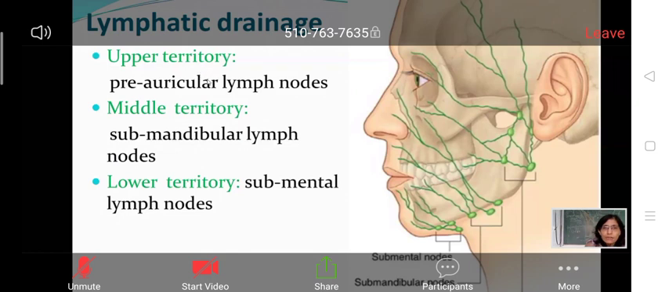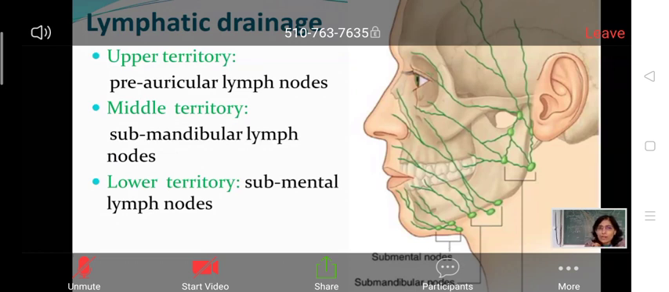So upper territory drains into pre-auricular lymph nodes. Pre-auricular lymph nodes are present just in front of the auricle. Middle territory drains into submandibular lymph nodes, present in the submandibular region. And lower territory drains into submental lymph nodes, present just below the chin.